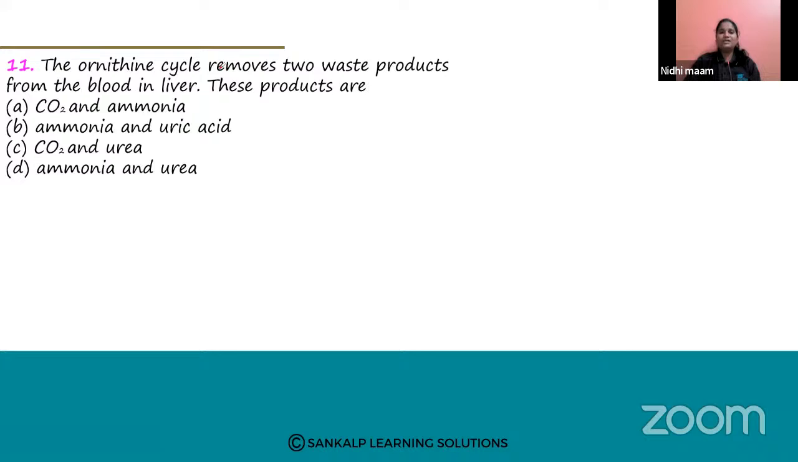Next, the ornithine cycle removes two waste products from the blood in the liver. Which products are those? Again the same question. The answer is the same, the way of asking the question is different. Carbon dioxide and ammonia, ammonia and uric acid, carbon dioxide and urea, ammonia and urea. Come on. See, how many questions they make from one single answer, right?